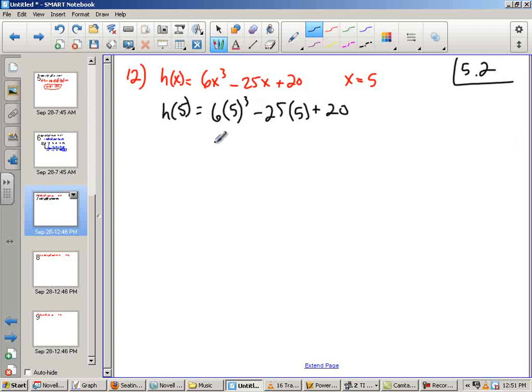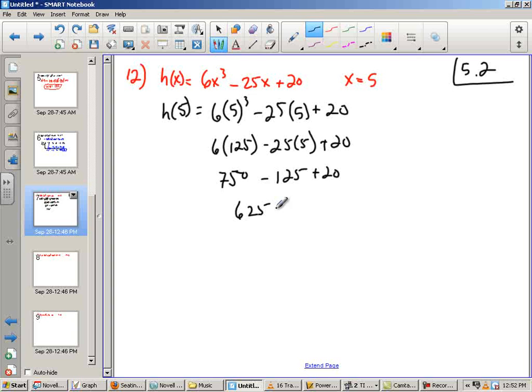So 5 to the third power is 125 minus 25 times 5 plus 20. Now we'll do the multiplication. This should be 750 minus 125 plus 20. That 750 minus 125 would be 625 plus 20. That turns out to be 645. And there's my answer for number 12. Okay.